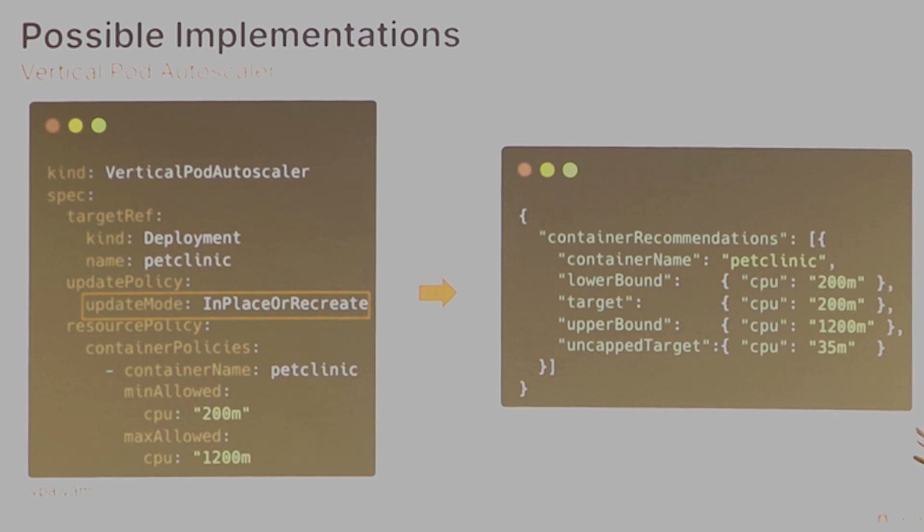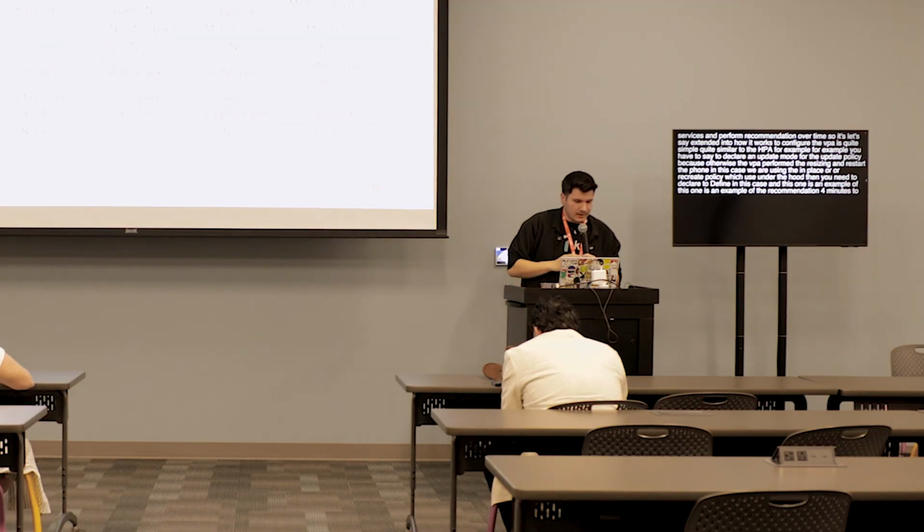And this one is an example of the recommendation you get. So you see the container name, the lower bound, which is your min allowed, your target, which is the amount of CPU that will be used for the patching, the upper bound, and uncapped target. Uncapped target is to observe the state, but they can't add 35 millicores because our min is 200 millicores.